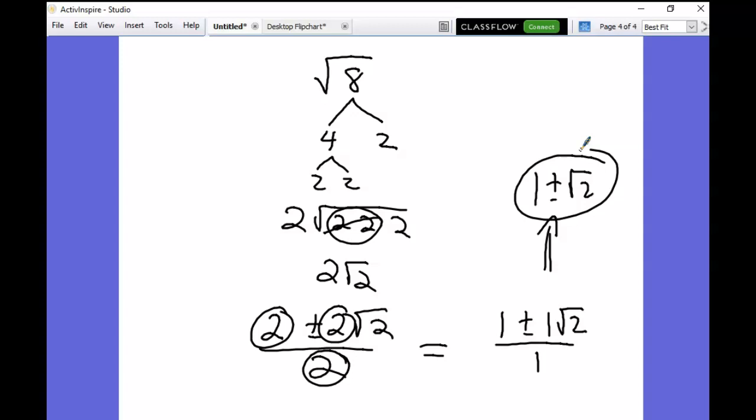So factoring only works for rational numbers. Quadratic formula is how you find the roots with irrationals.